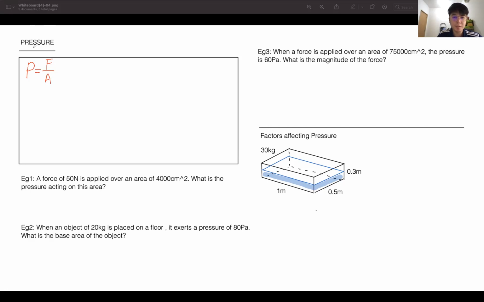How many units? Only one. This must be N, this must be m squared. So that gives the pressure Newton/meter squared, or Pascal. Triangle. If you want to use this, then F on top, P and A.